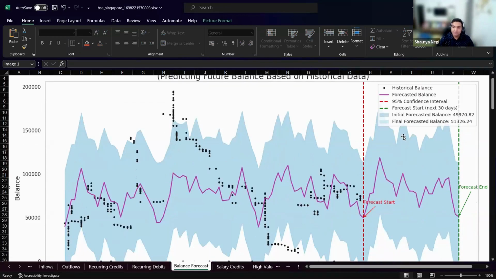As you can see, the initial balance of this account was approximately 49,000 or maybe 50,000 Singaporean dollars, since it's a Singaporean statement. And this particular statement ended here approximately at the same amount, maybe approximately 50,000 Singaporean dollars again. Then our forecasting tool, our AI tool, made some predictions and gave a final forecasted balance of 51,326 Singaporean dollars for the next month, which is not there in the bank statement. So basically, this forecasted the future balance based on the historical data which we have.